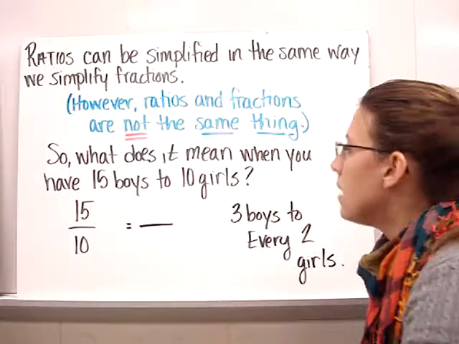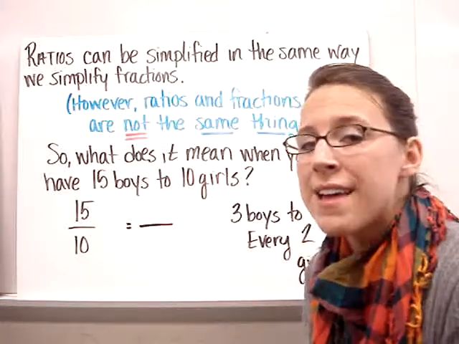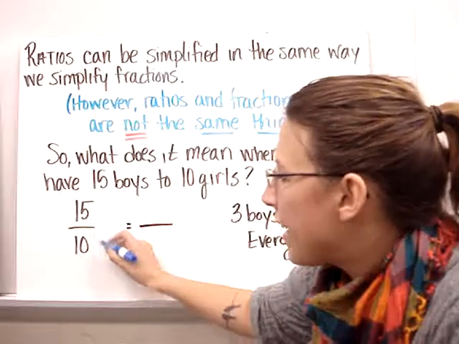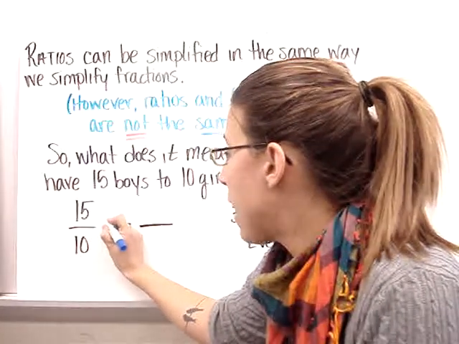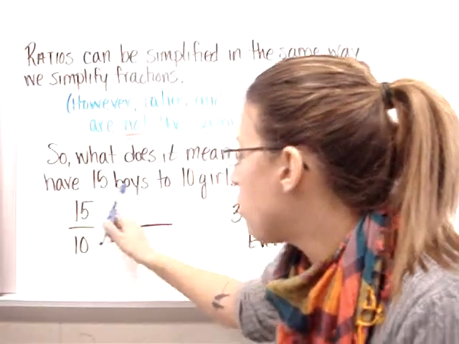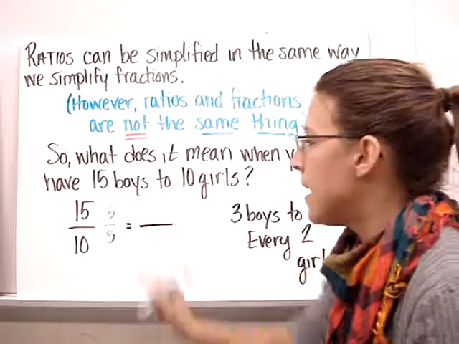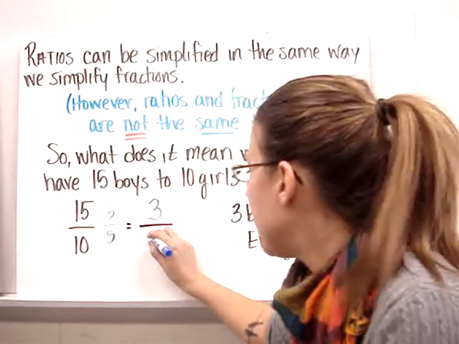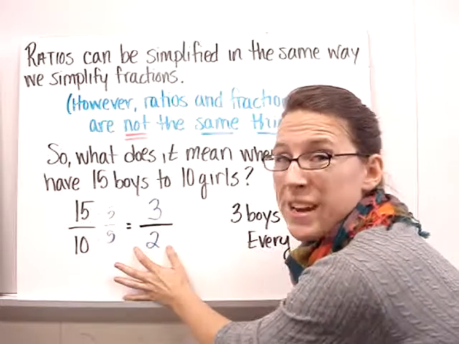So what does it mean when you have 15 boys to 10 girls? Well, if I were to simplify this ratio the same way I would simplify a fraction, I would look for a common factor of 15 and 10, and I know that 5 goes with both of them. So I would divide both the first value and the second value by 5. Remember, this represents 1. 15 divided by 5 is 3, and 10 divided by 5 is 2. This is the simplified ratio, 3 to 2.